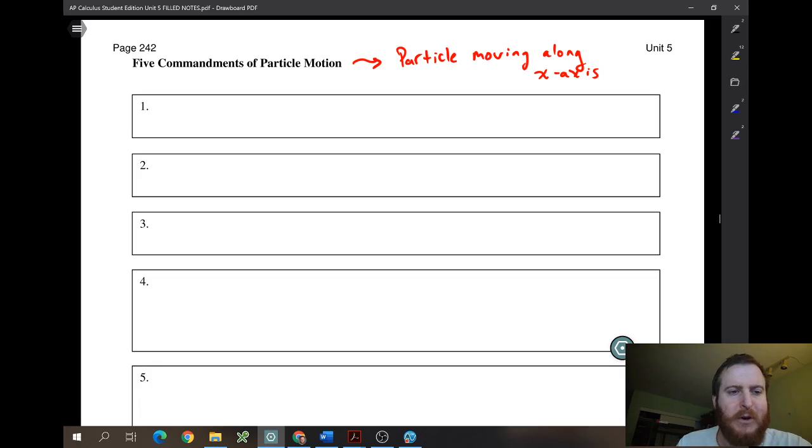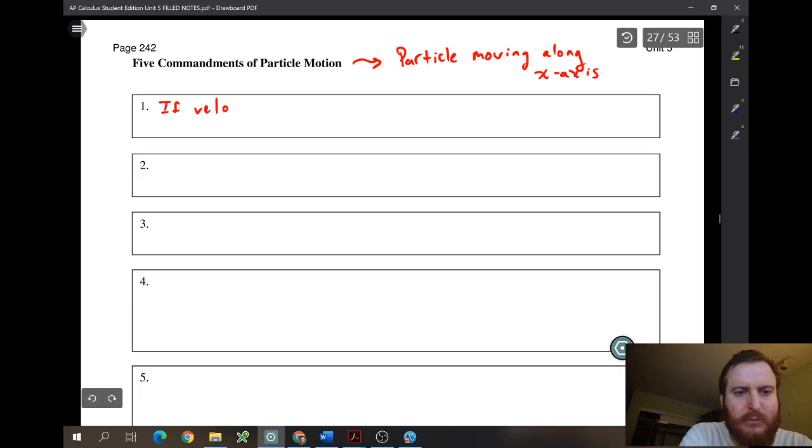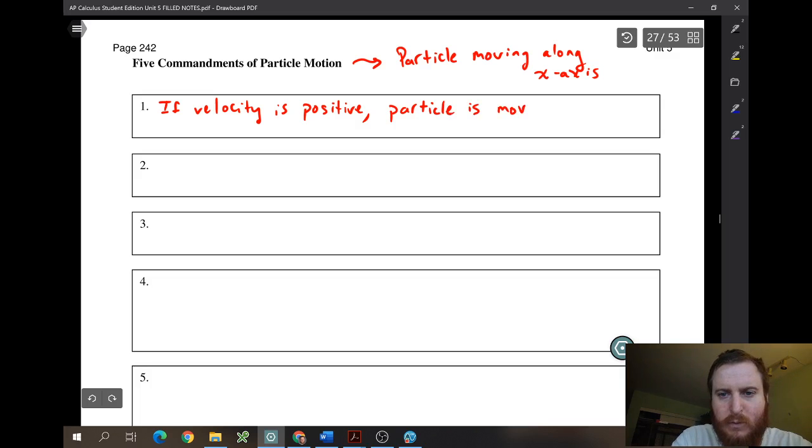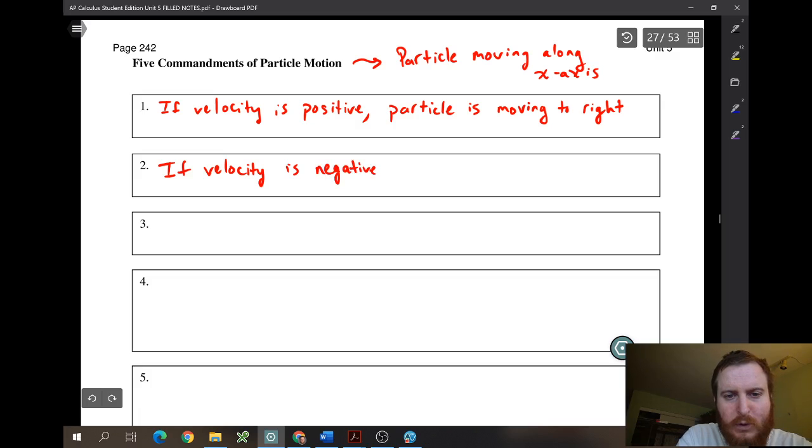So our first commandment will be: if the velocity is positive, then our particle is moving to the right. And vice versa, if the velocity is negative, then our particle is moving to the left.